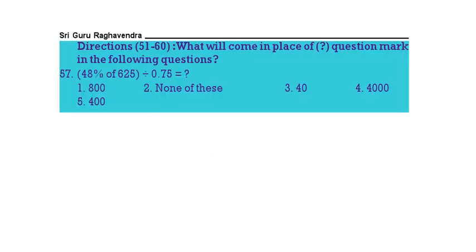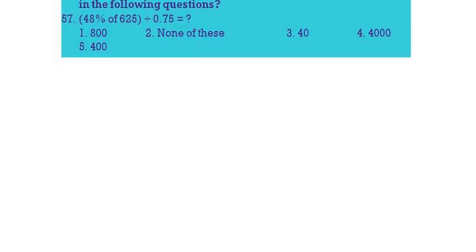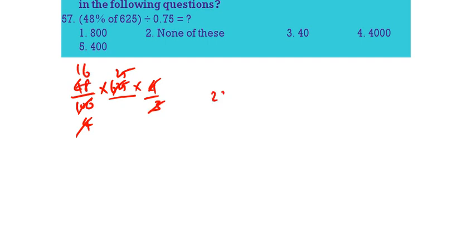Next question 57. 48 by 100 into 625 divided by 0.75. 0.75 means 3 by 4. It will be equal to 4 by 3. Now do the calculation. 25 4s, 25 25s. 4 and 4 cancel. 3 1s, 3 16s. We are left out with 25 into 16. That is equal to 400. 5 is the correct answer.